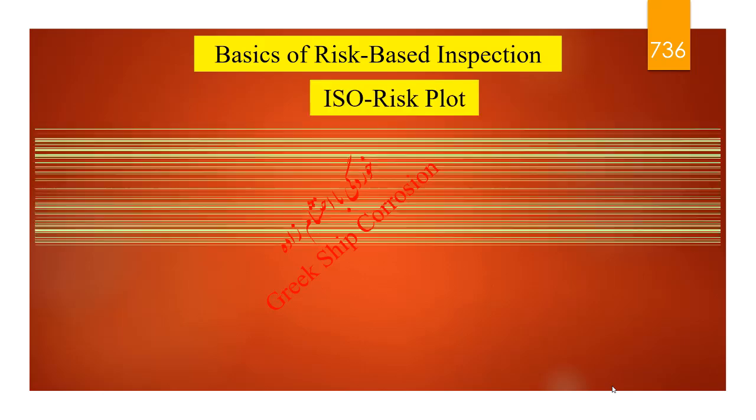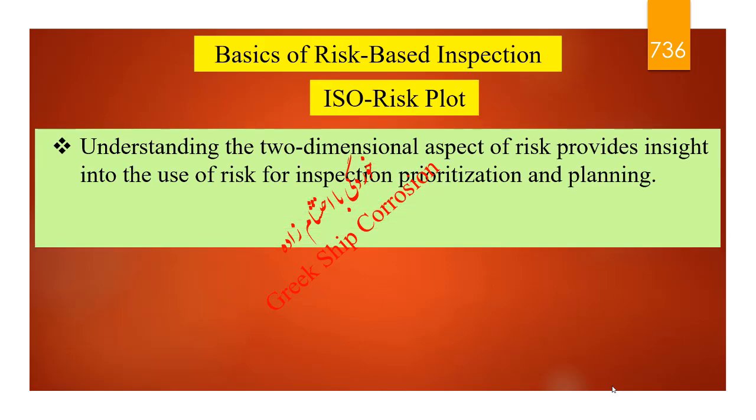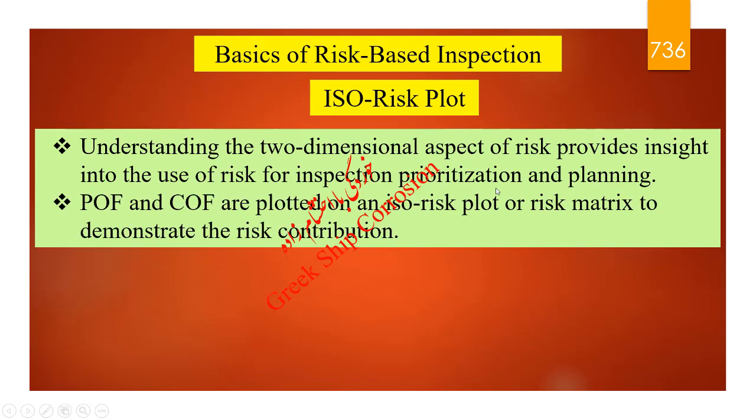ISO risk plot. Understanding the two-dimensional aspect of risk provides insight into the use of risk for inspection prioritization and planning. POF and COF are plotted on an ISO risk plot or risk matrix to demonstrate the risk contribution.